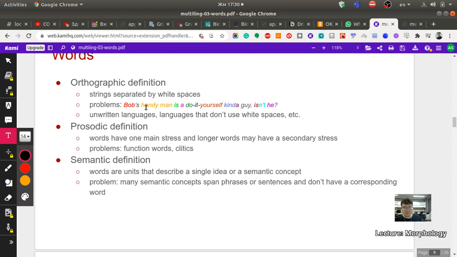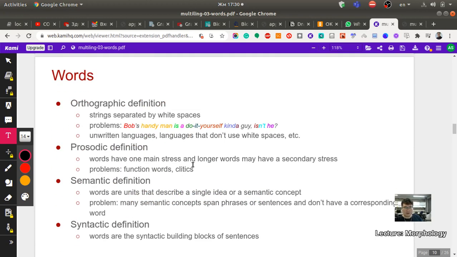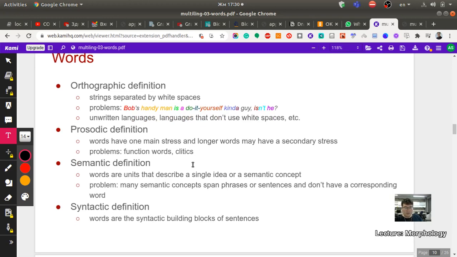So this problem can also arise in machine translation, because in one language a sentence is written with two words, but in another language it's written with one word. So there are many problems like this.